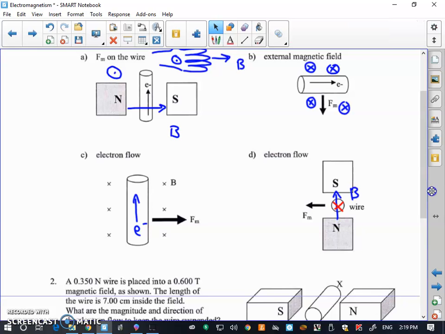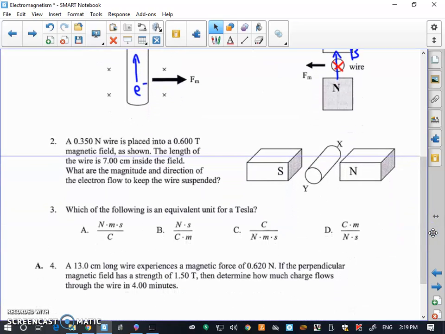Moving along here. The conceptual understanding is key, okay? So a 0.350 Newton wire is placed into a 0.6 Tesla magnetic field as shown. Length of the wire 7 centimeters inside the field. What are the magnitude and direction of the electron flow to keep the wire suspended? Okay, so what do we have here? Well, same kind of idea. We have the magnetic force is equal to the gravitational force. Now here I'm not going to use the absolute values. I don't have much room anyways. And I know that there is the weight of the wire already given, so I already have Fg. Fg is right here, okay?